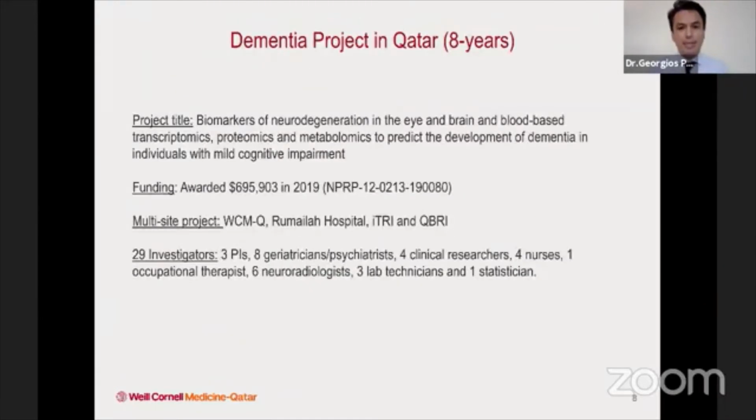Now, as I said earlier, I'm going to talk about how you evaluate the diagnostic efficacy of a biomarker, giving as an example our ongoing 8-year project conducted in Rumeila Hospital, which has been awarded an NPRP grant of nearly $700,000. The sites involved in this project are Weill Cornell Medicine, Rumeila Hospital, ITRI, and QBRI, and I'll explain the role of these facilities later on. There are 29 investigators with different expertise and backgrounds involved in this project.